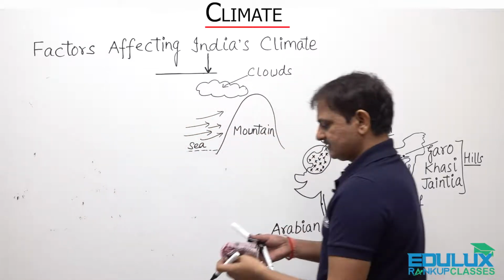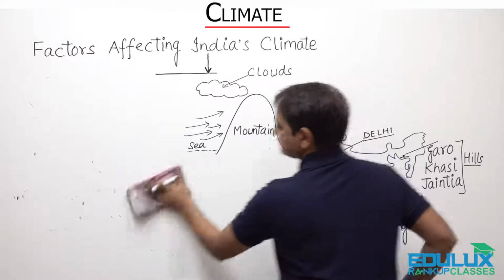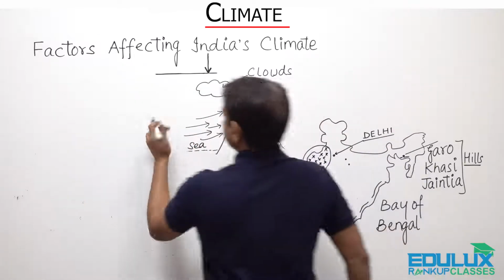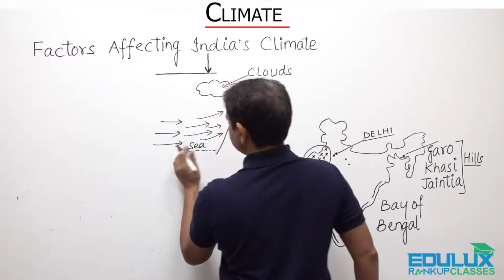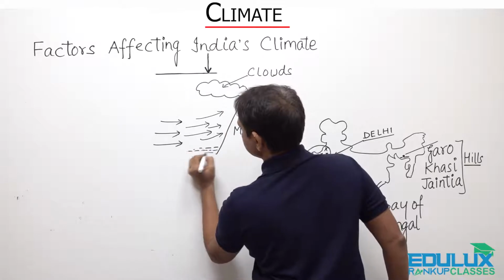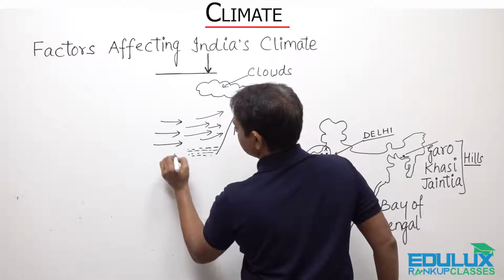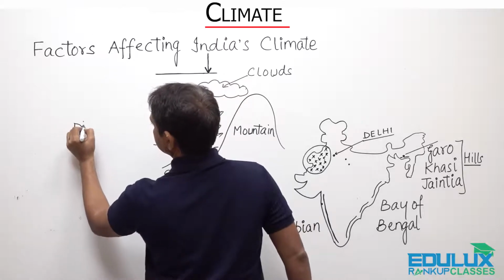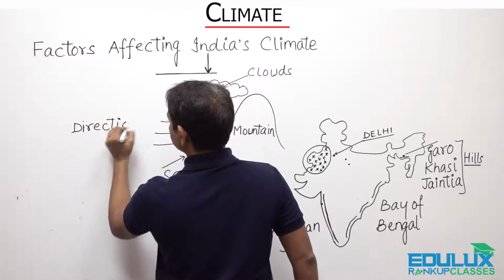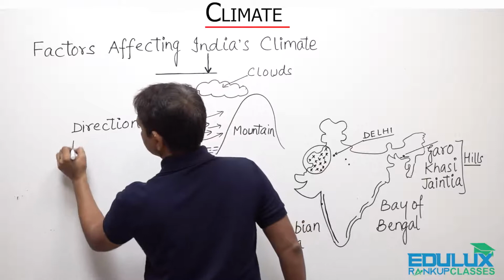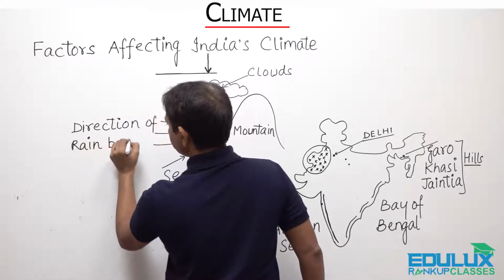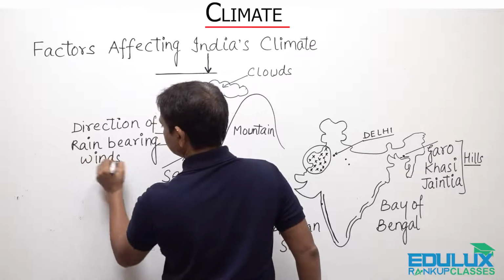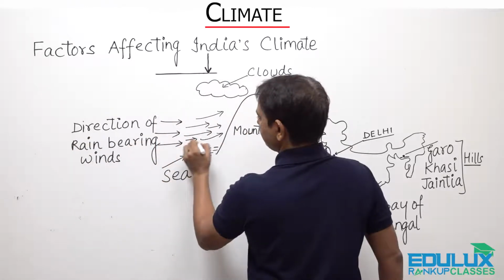I'm just clearing this because you might have noticed all the points. This is the direction of rain bearing winds. And here we have the sea. So this is the direction of rain bearing winds. You can see here.